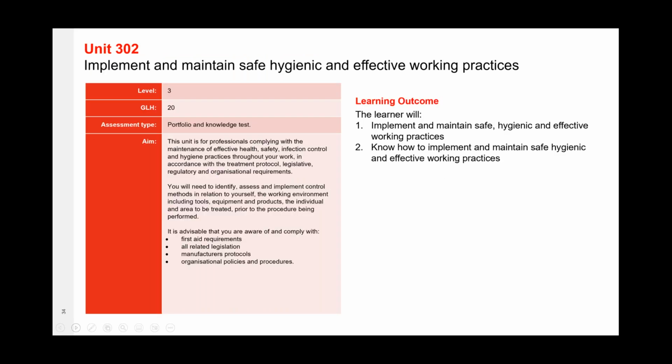If we look now at Unit 302, which is implement and maintain safe, hygienic and effective working practices. Again, this will be assessed by a portfolio and knowledge test. This is really about them complying with all health and safety, maintaining infection control and hygiene practices, looking at all the protocols, legislation, and again, their organisational requirements. So again, it's advisable that they're aware of and comply with first aid, legislation, manufacturers' protocols, and their organisation's policies and procedures. And again, there are two learning outcomes here.